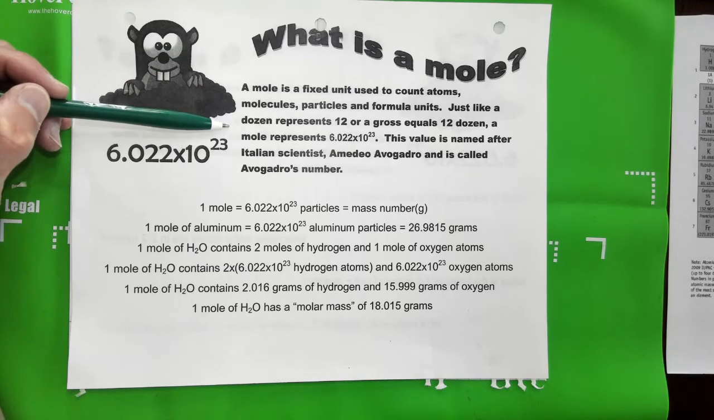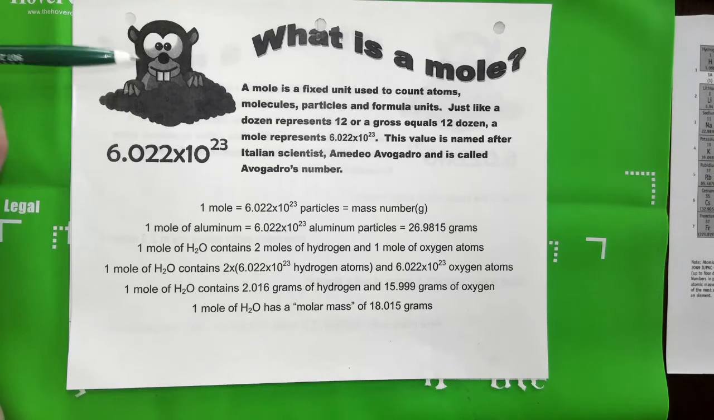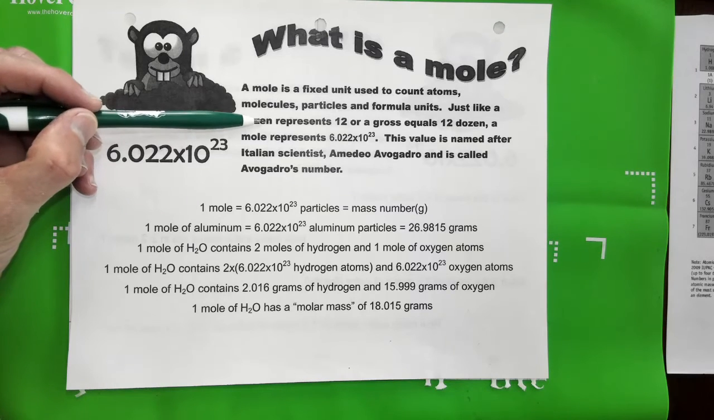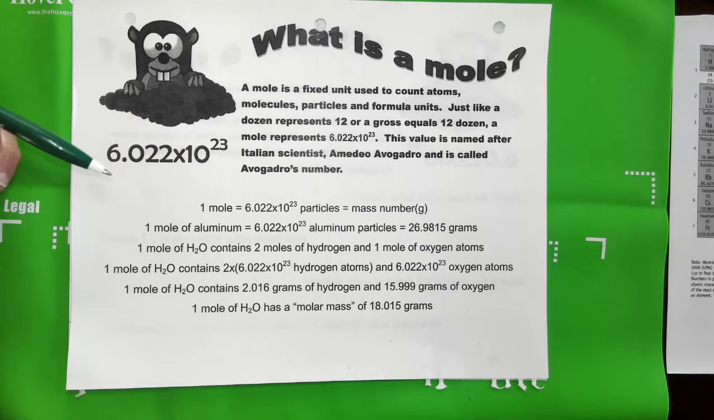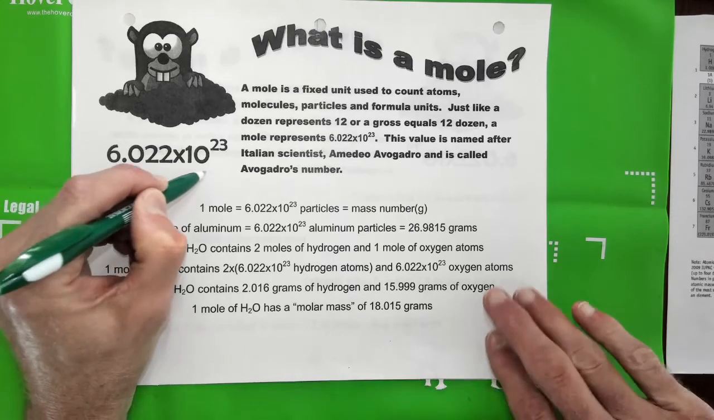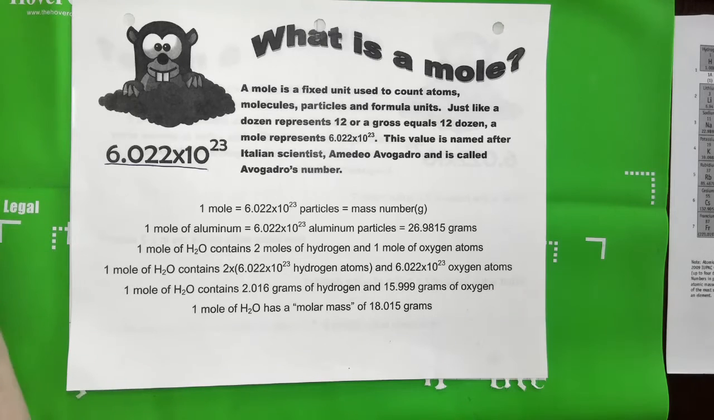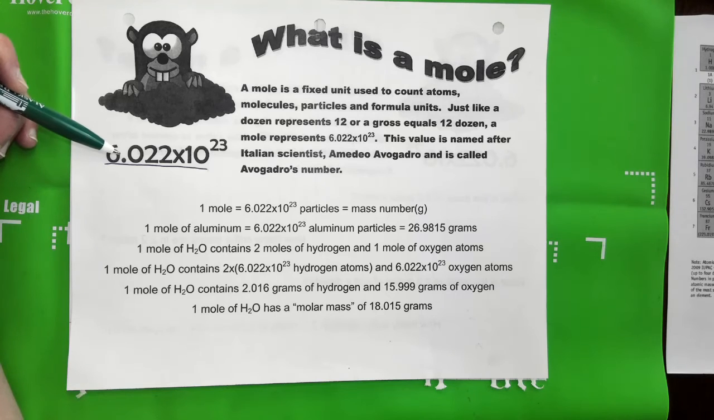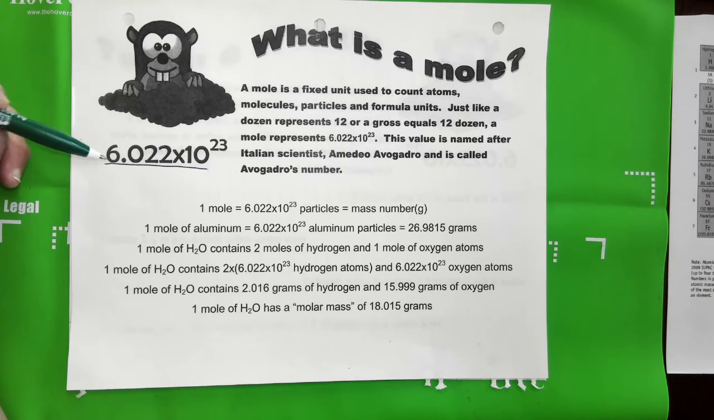Just like when you go to the grocery store and you buy a dozen eggs, you automatically know that there's 12 eggs in the carton because it's called a dozen. When you work in chemistry and you hear the phrase, you have a mole of a substance, then you have 6.022 times 10 to the 23rd pieces of it. So if we're counting atoms of gold, a mole would be this many gold atoms. Or if we have 1 mole of water molecules, it's this many water molecules.